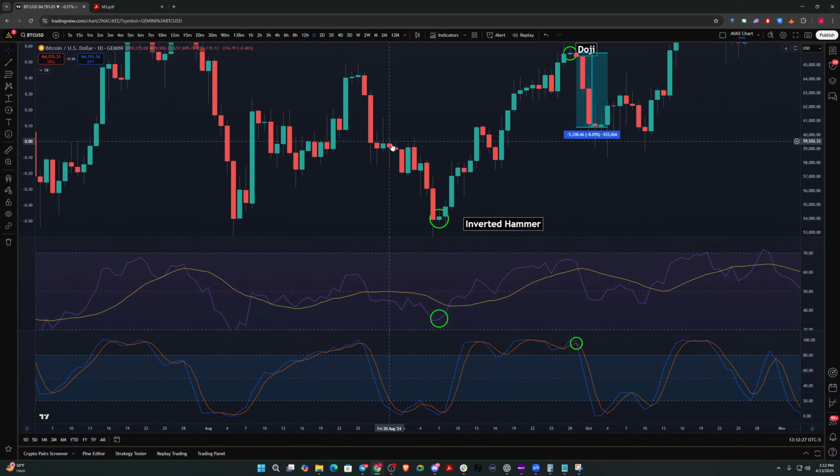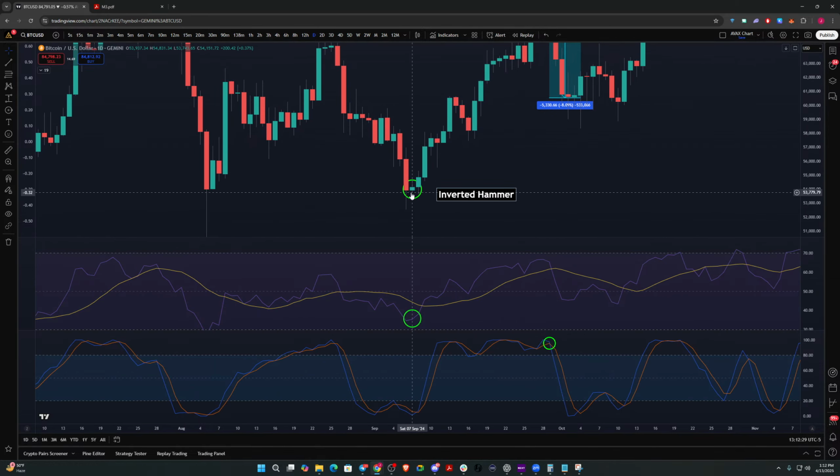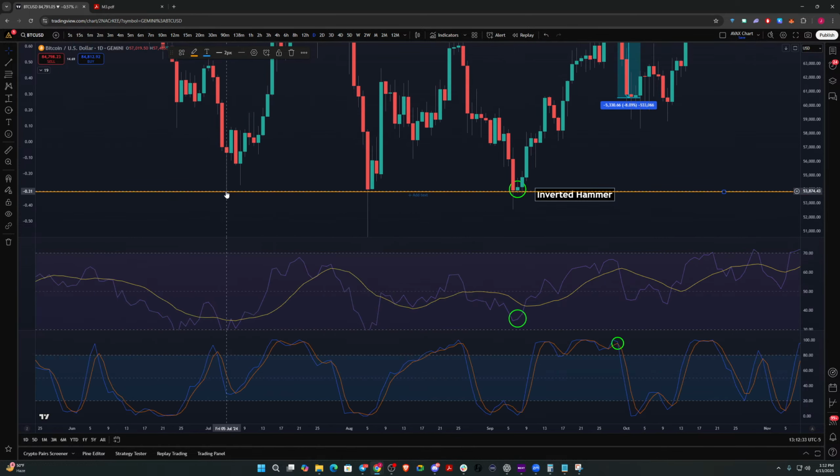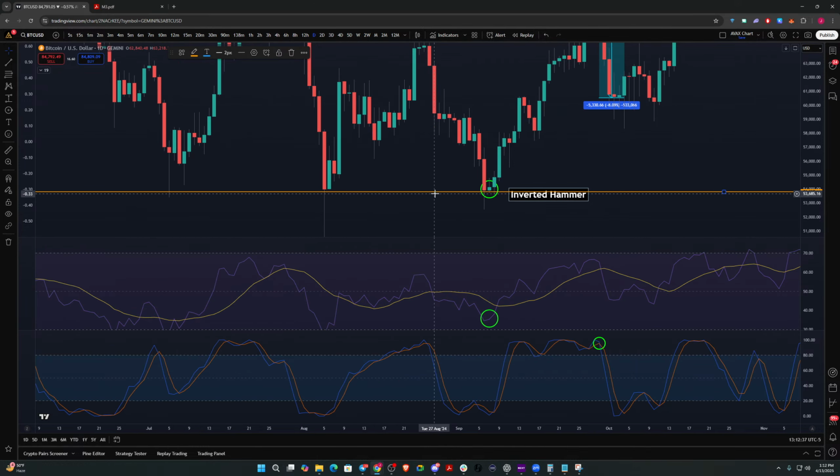So you look at that. Okay, we had a downtrend, but look how many confluence signals we have. It's right at support. Okay, it's right at support. Remember from our first video, drawing support and resistance lines, why that's important.